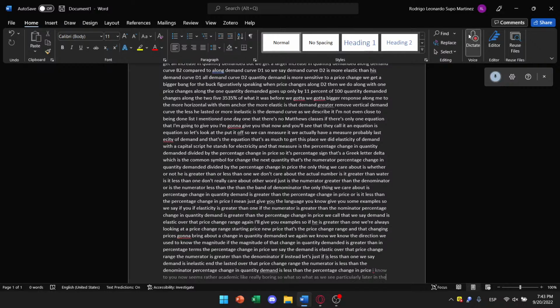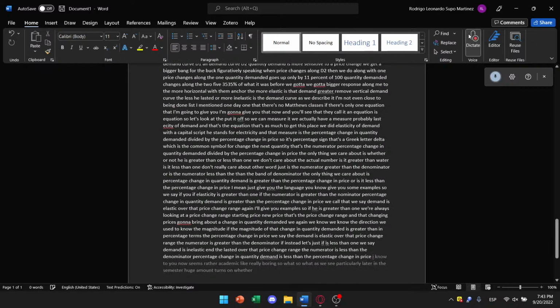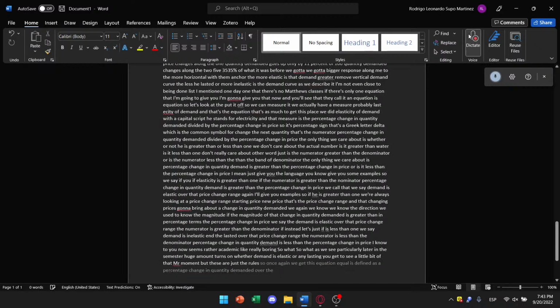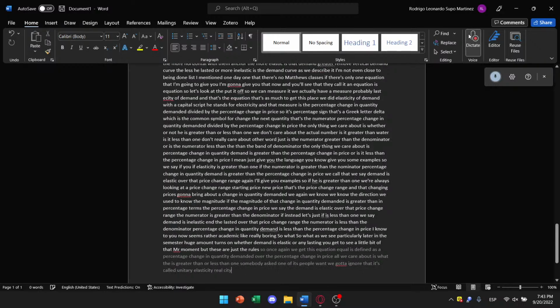A huge amount in terms of whether demand is elastic or inelastic. You'll get to see a little bit of that in just a moment. But these are just the rules. So once again, we have this equation. E is defined as percentage change in quantity demanded over the percentage change in price. All we care about is whether E is greater than or less than 1. Somebody may ask, what if it's equal to 1? We're going to ignore that. It's called unitary elasticity, a curiosity. I'm not paying attention to it.